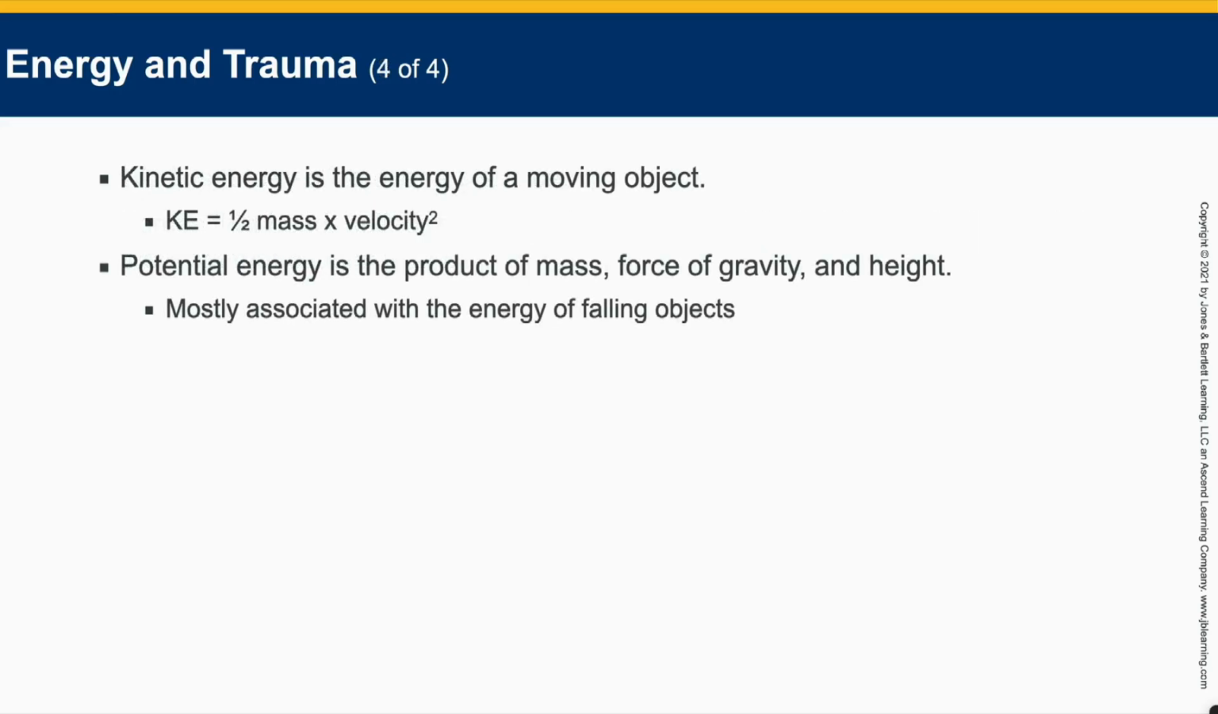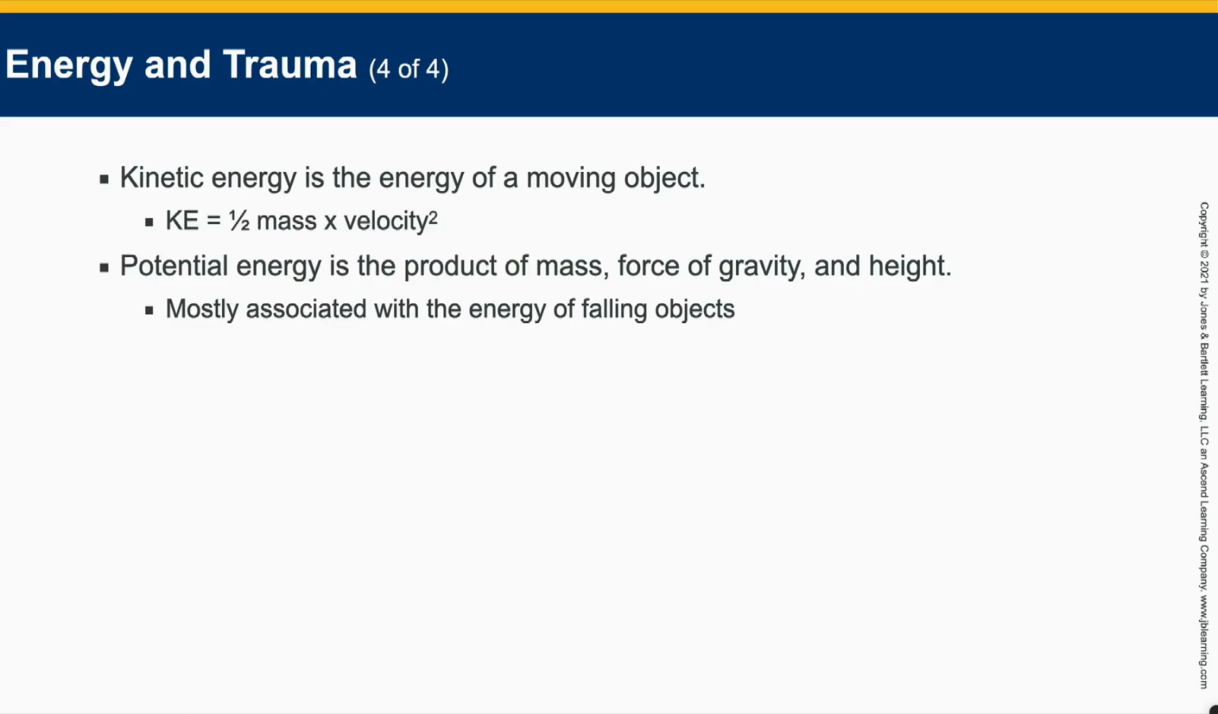Let's finish this section by tying together kinetic and potential energy, because those are huge in trauma. Kinetic energy is the energy of motion, anything that's moving. And remember, it's calculated as 1/2 mass times velocity squared. What that means for us in EMS is that speed matters more than weight. Even small objects can cause significant injuries if they're moving fast enough.